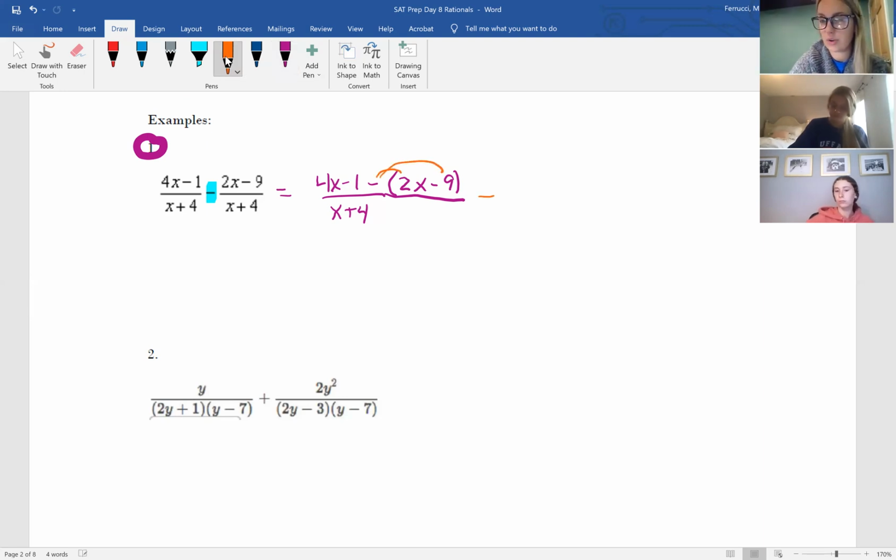From here, I distribute the negative. So I get 4x minus 1 minus 2x plus 9 all over x plus 4. Okay, so I condense and distribute. Now I'm going to start combining my like terms. So 4x minus 2x is 2x. Negative 1 plus 9 is positive 8 over x plus 4.